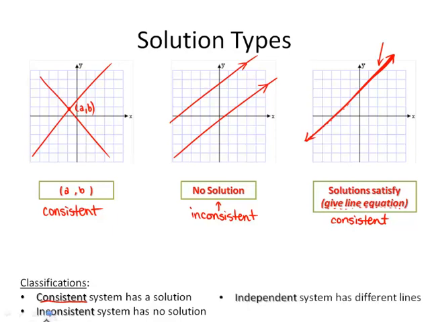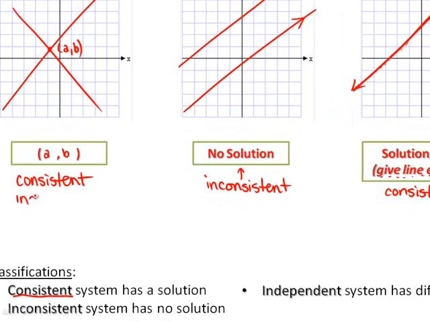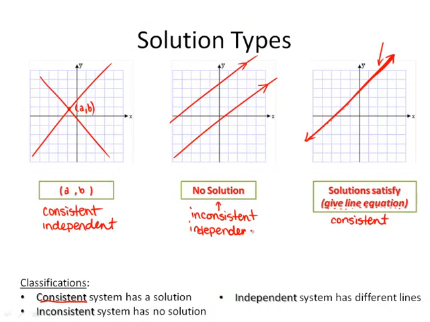The next classification is whether the system is independent or dependent. An independent system has different lines. So in the first example, these lines are completely different. Same with the second, but the third, they're the same. So in the first example, it's independent. Second example is also independent. Now the third example is the opposite of independent. It's dependent because these lines depend on each other.